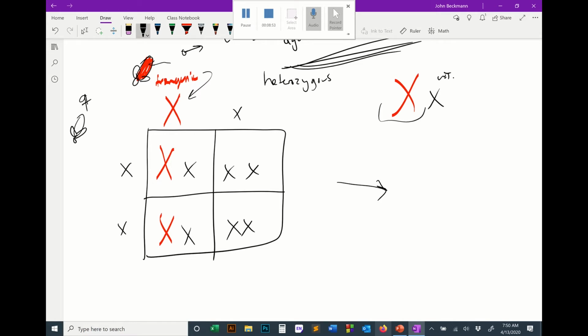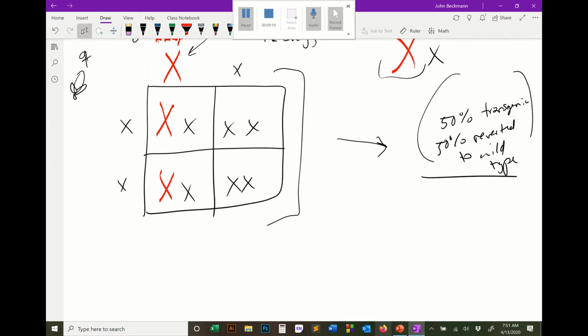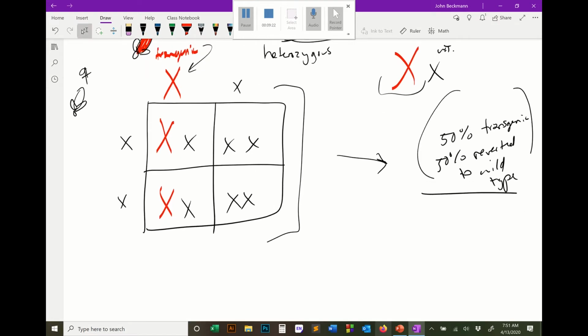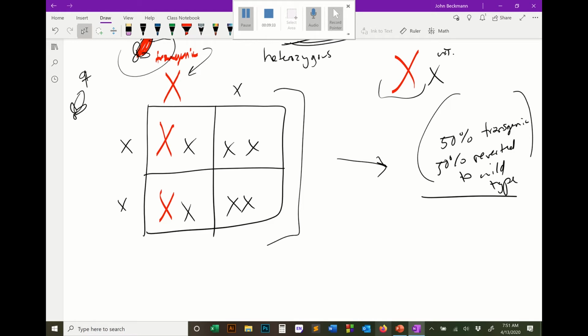So in this next generation, from this mating, 50% will still be transgenic, but 50% will have reverted to wild type. Okay. And so this is already a problem, in the sense that every generation we might be losing an amount of our population that's transgenic, if we're trying to get this thing to establish itself in a population. In each subsequent generation, 50% might revert to the wild type. Okay.